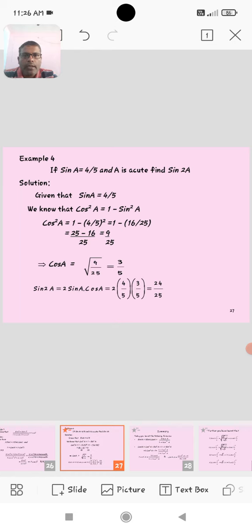Now we have to find out the sin 2A value. What is the sin 2A formula? 2 sin A into cos A. Then write 2 into, what is the sin A value? Here given 4 by 5. What is the cos A value? We get 3 by 5. So that 2 into 4 by 5 into 3 by 5, that is equal to 4 2s are 8, 8 3s are 24, divided by 5 into 5, 25. Okay.